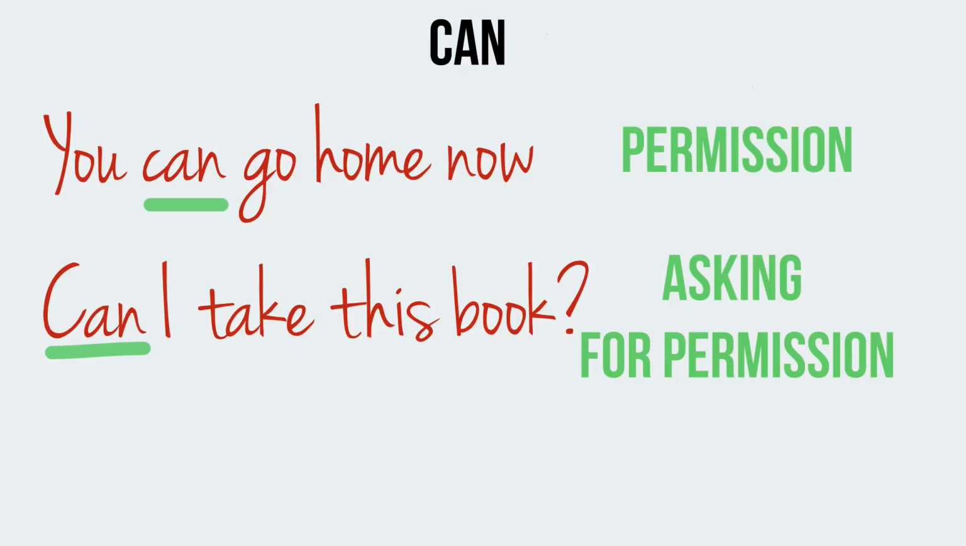Repeat after me. You can go home now. Can I take this book? In the first sentence, the verb can is used to express permission. And in the second question, we are asking for permission.